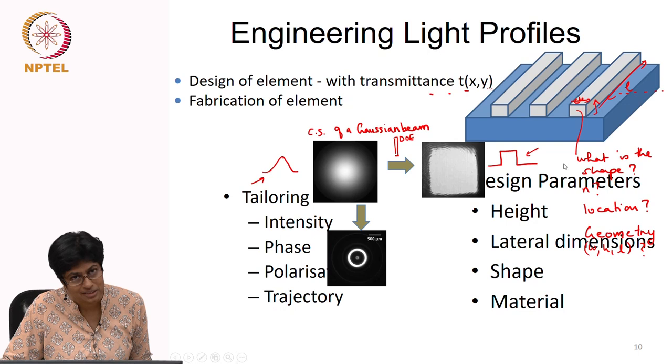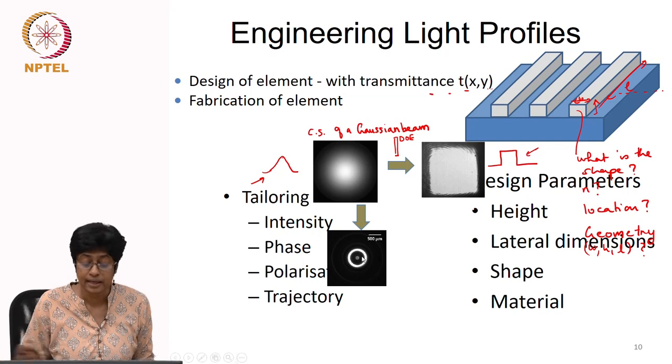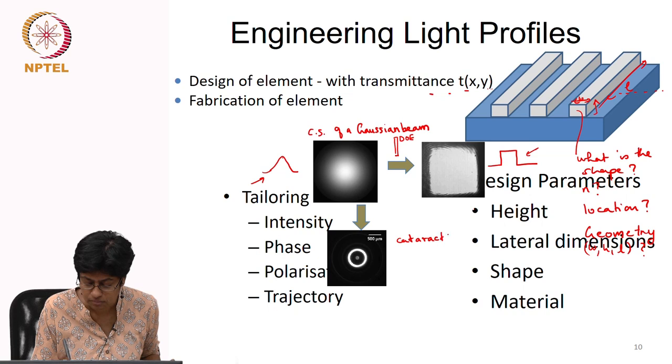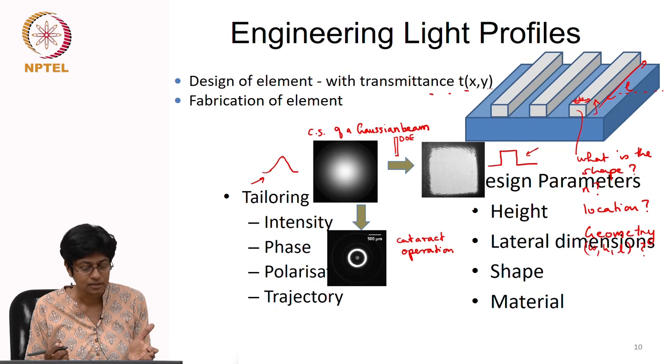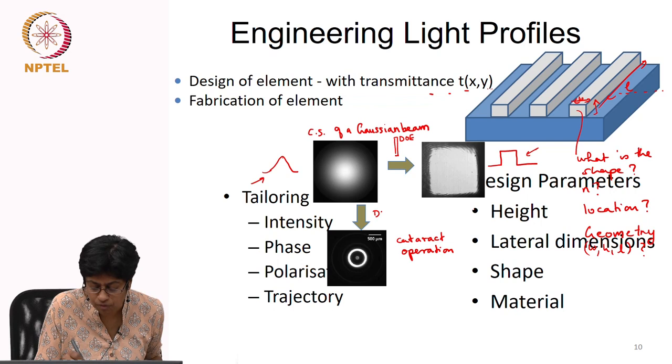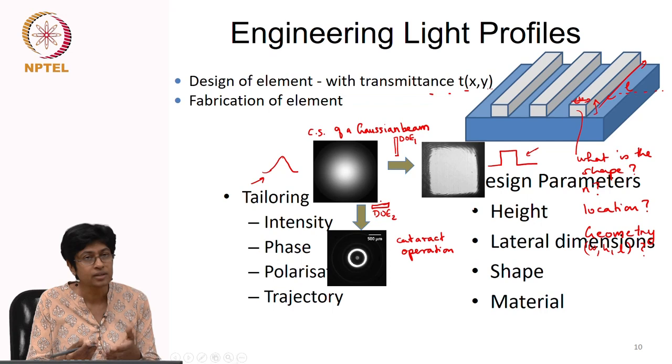This is something not easy to do with a refractive element. I could convert this into a ring of light. For example, if you are doing a cataract operation, the surgeon needs to make a circular incision to remove the lens, the eye lens. Now, why heat up the entire region to make a circular incision? You could just use a ring of light. And so, you could use another diffractive optical element that would convert the incident Gaussian beam into a ring of light.